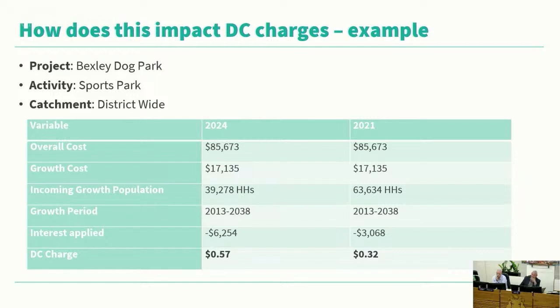Yeah, so the model that we use to calculate DCs will pull these projects out of the policy once they are considered fully funded. We can't over-collect on projects. No, fair enough. Okay, sorry, carry on, then I'll do questions.